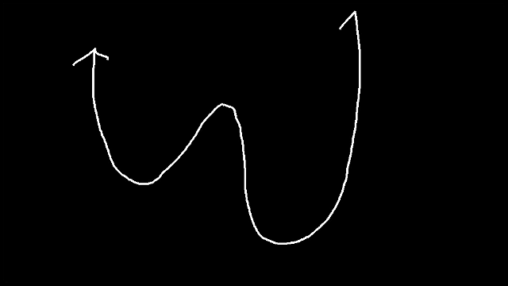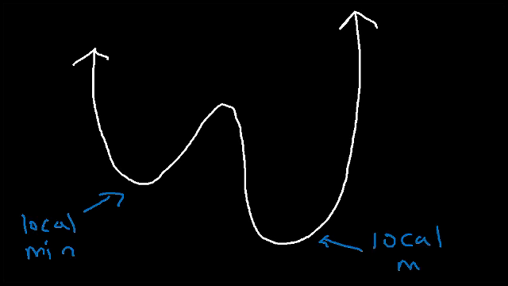Now what about a function that looks something like this? Identify the points on this graph where it's a local maximum, a local min, absolute max, or absolute min. So here we have a local minimum value. This point is also another local minimum value. And here we have a local or a relative maximum.